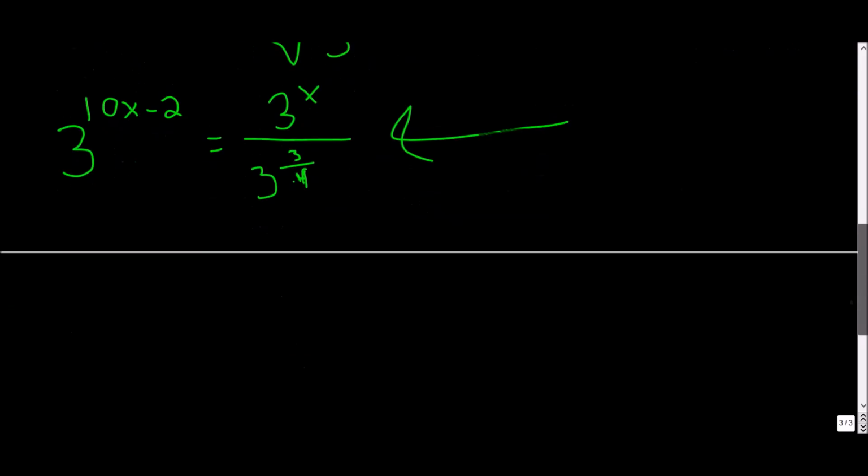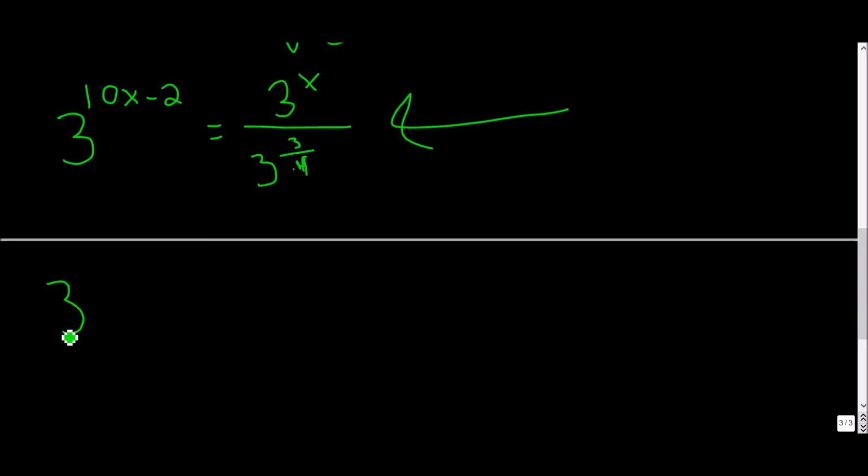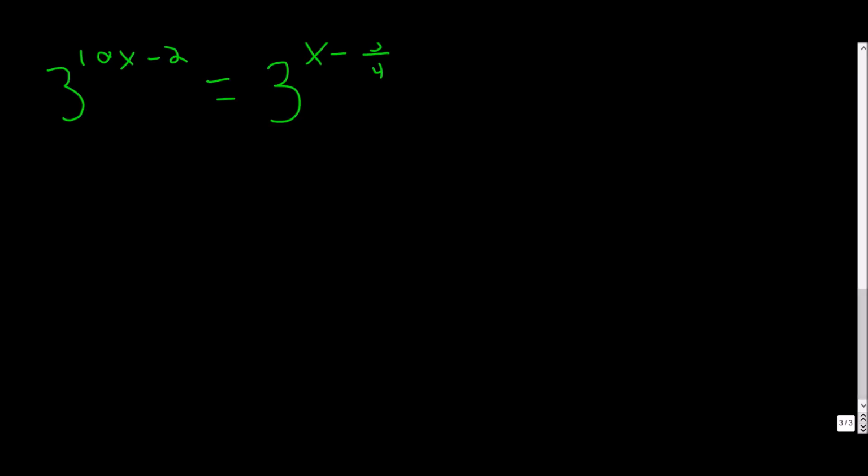So we're going to keep 3 to the 10x minus 2 equals what? Now, at this point, we see we have 3 to the x divided by 3 to the 3/4. If we want to combine that with one base, so just 3, when we divide by the same base with a different exponent, we subtract them. So this becomes 3 to the x minus 3/4. A subtraction in an exponent means that we're dividing by something. So we can then simply state that 10x minus 2 equals x minus 3/4.